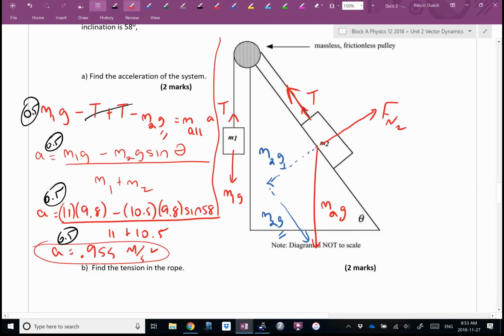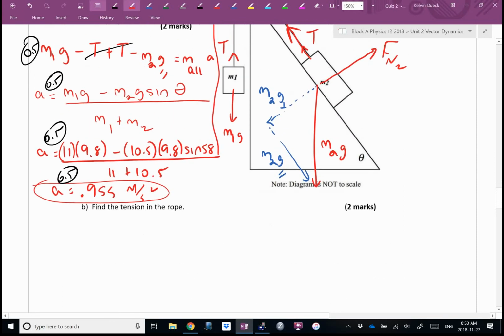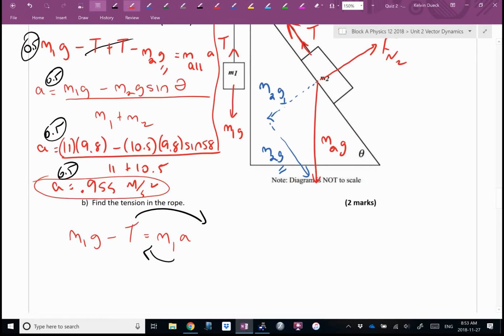So there's that. Find the tension. I'm going to use mass 1. That's going to be much nicer. So it's going to be M1G minus tension equals M1A. Here I'll do the swappy dance. Knew I had it coming somewhere. So tension is going to be M1G plus M1A. It's going to be M1 10.5?